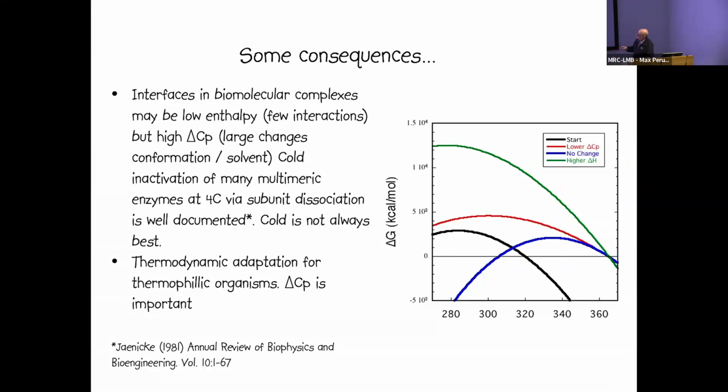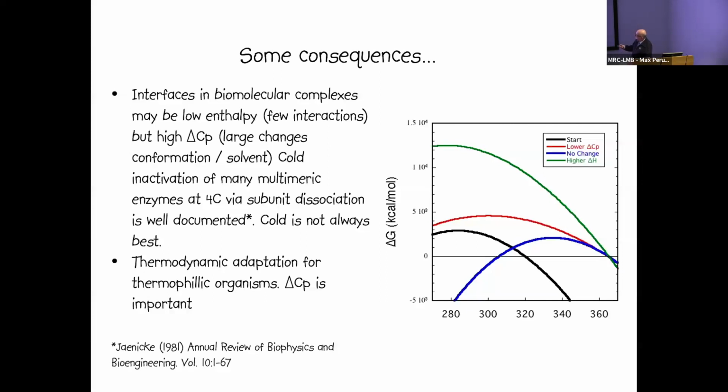And so cold inactivation of many multimeric enzymes at 4 degrees C can occur via subunit dissociation. So basically the complex just falls apart when you cool it down, and it's all to do with the fact that this free energy is decreasing and stability is going down. This has been documented for many glycolytic enzymes, many of which are multimeric. So just to make you think, sometimes keeping everything on ice and being paranoid about that may not actually ultimately be the optimal solution.